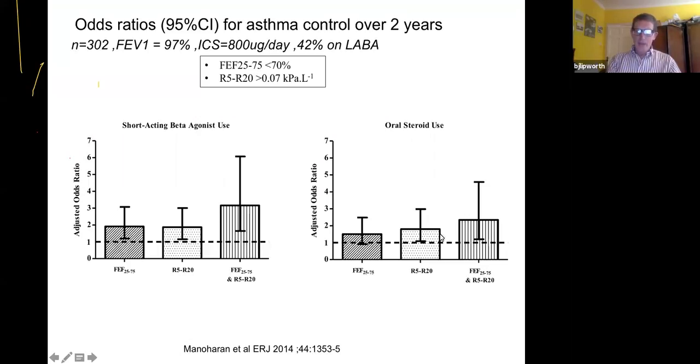And when you combine them together for oral steroid bursts, you can see again, the odds ratio jumps up. So that's why I think that in the clinic, you can't take one or the other in isolation. You have to use them together. But that clearly teaches you that abnormal airway oscillometry, in terms of peripheral airway resistance as R5, R20, is predictive of poor control over a long period of follow-up. And that's the best example I can give you of that, actually.